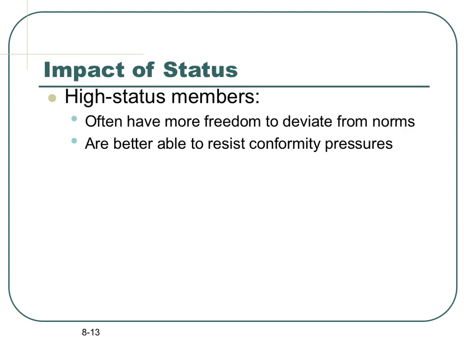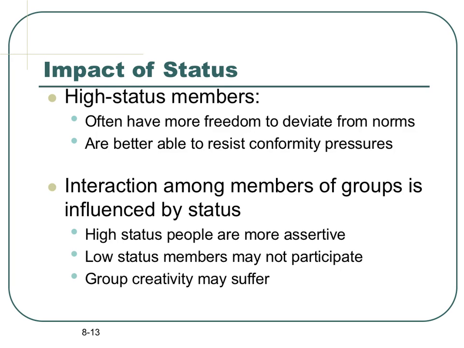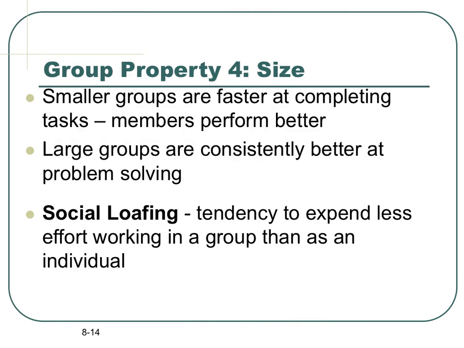What is the impact of status? If someone has high status, they have more freedom to deviate from norms. They are better able to resist conformity pressures. Interactions among members of a group are influenced by status. High status people are more assertive and more talkative. Low status people are the vice versa, and low status members may not participate in some activities. Group creativity may suffer from high status people.